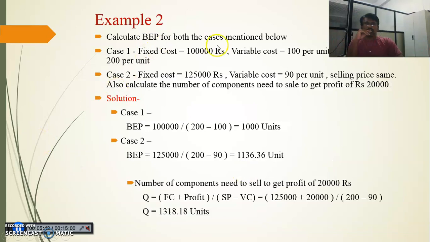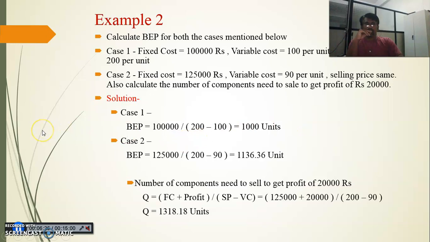The second example has been provided where the fixed cost is 1 lakh rupees, variable cost is 100 per unit, and selling price is 200 per unit. For case 1, it has been listed over here, and we are required to calculate the BEP for both the cases. The second case is also listed over here as fixed cost is 1,25,000 rupees, variable cost is 90 rupees, and selling price is the same as earlier, that is 200 per unit. Here in addition we require to calculate the number of components needed to sell to get a profit of 20,000 rupees.